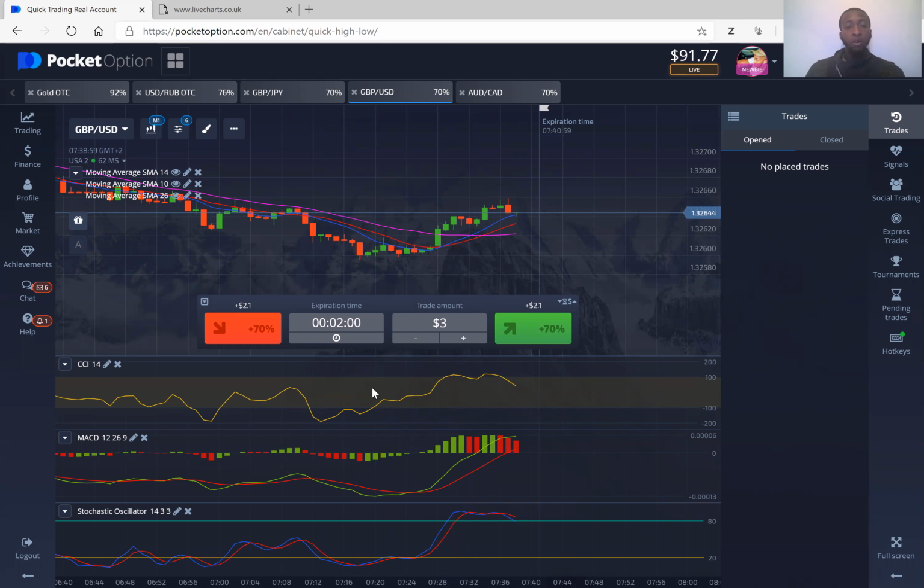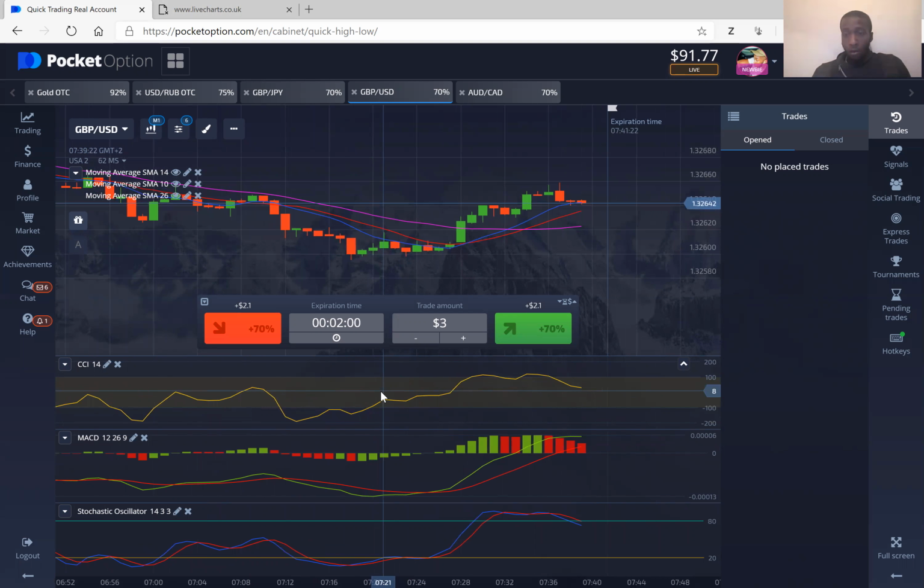The first thing that we're going to be looking for is the CCI. We're going to be looking for the CCI to either be below support or above resistance. The second thing that we're going to look for is the entry, breaking support or resistance.